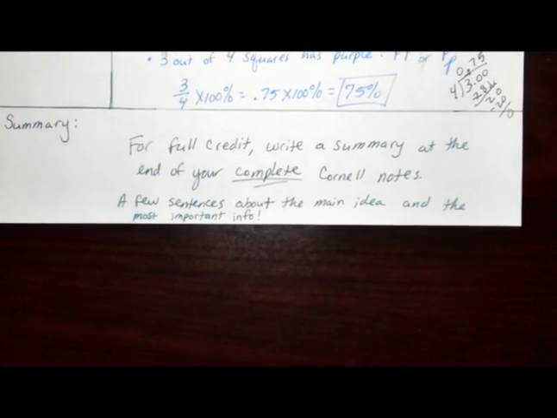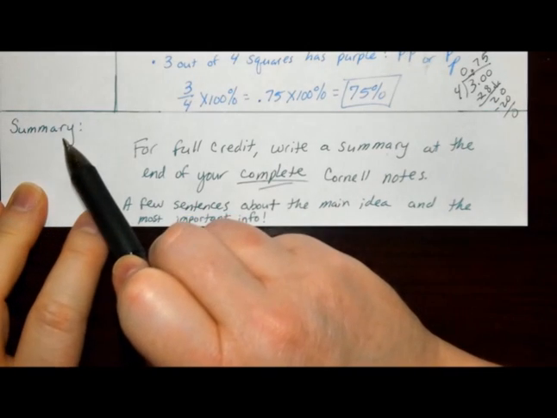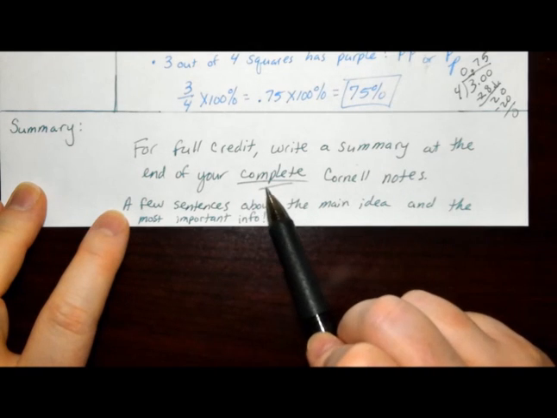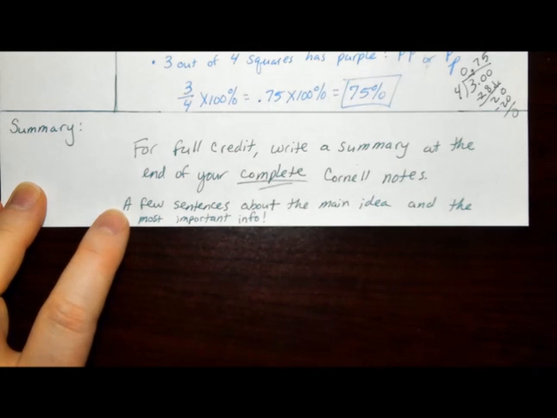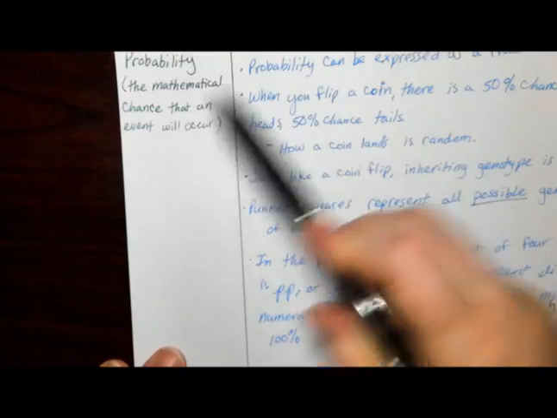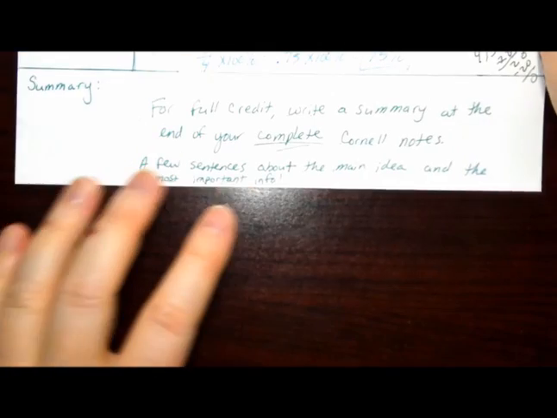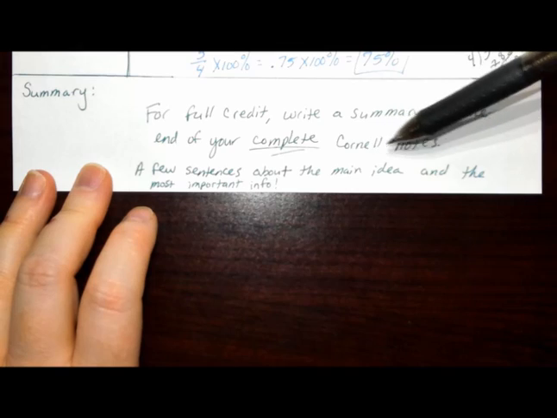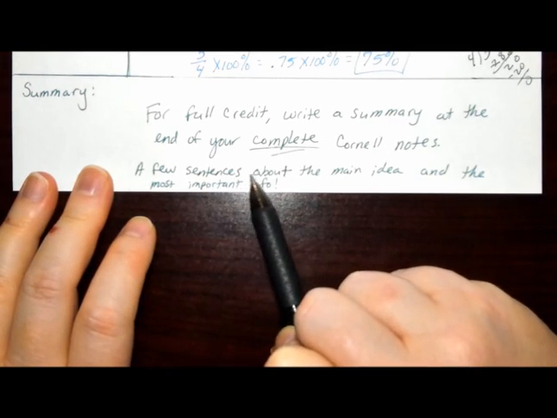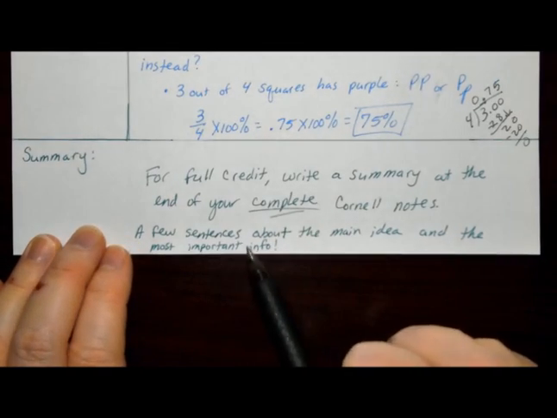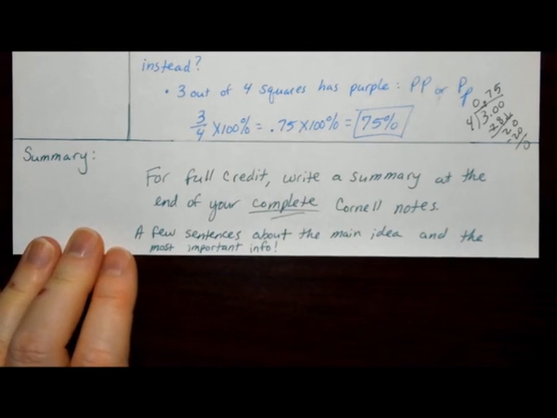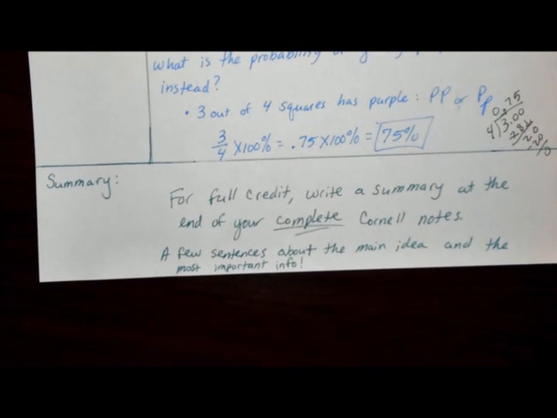All right, the last thing you need to do, you need to write a summary. In order for you to receive full credit, you need to write a summary at the end of your complete Cornell notes. If you have copied my notes, then you already have questions over here on the left, notes right here in the center. You've already got it most of the way done. You're just missing your summary right now. So write your summary. It should be a few sentences about the main idea and the most important information. Get that done. Get your easy 100% on this homework assignment, and think critically about this work.